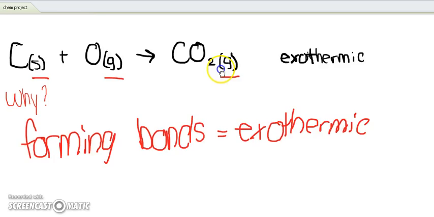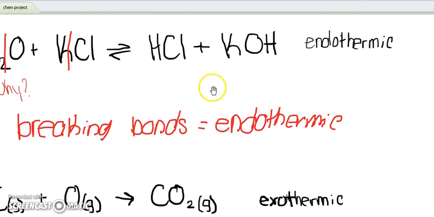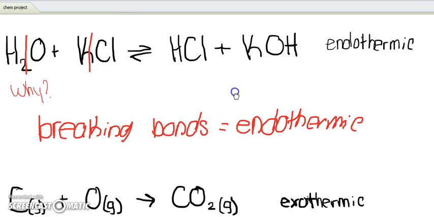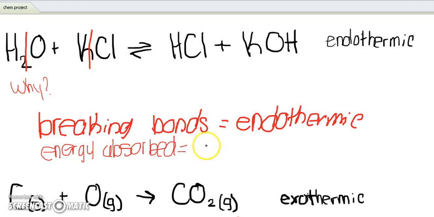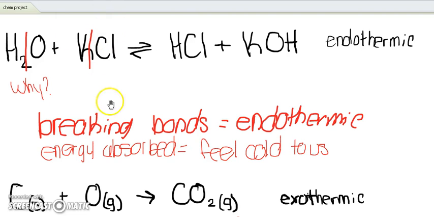Also in lab, endothermic, since it's breaking bonds, energy is being absorbed, which is going to feel cold to us. And in this particular lab, the more KCl you add, the colder it gets.